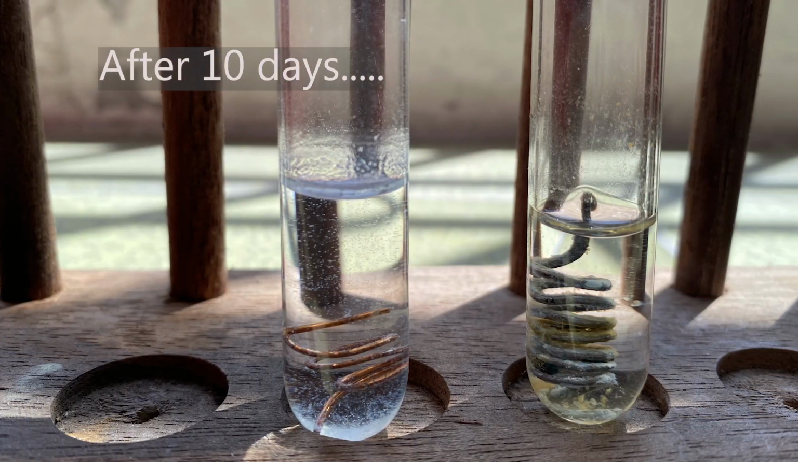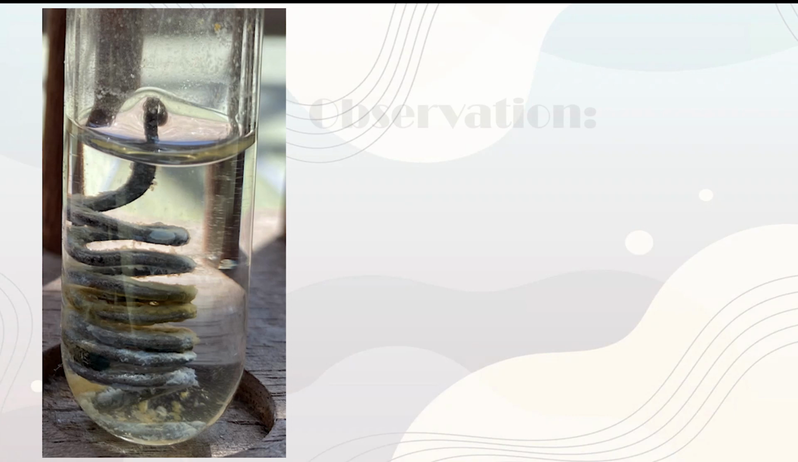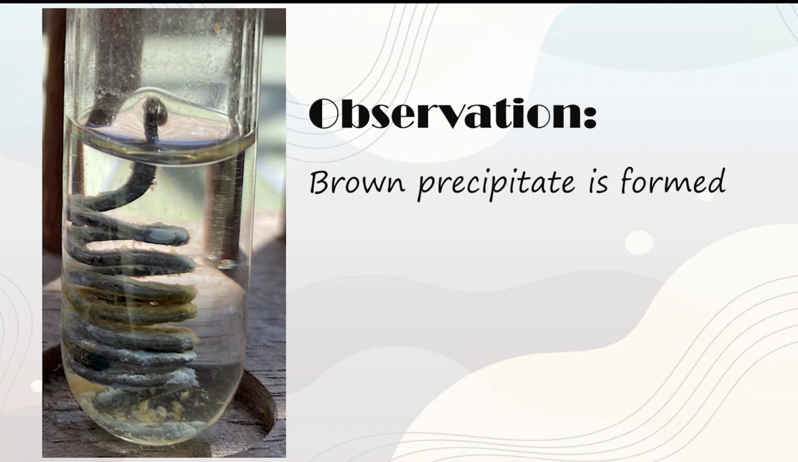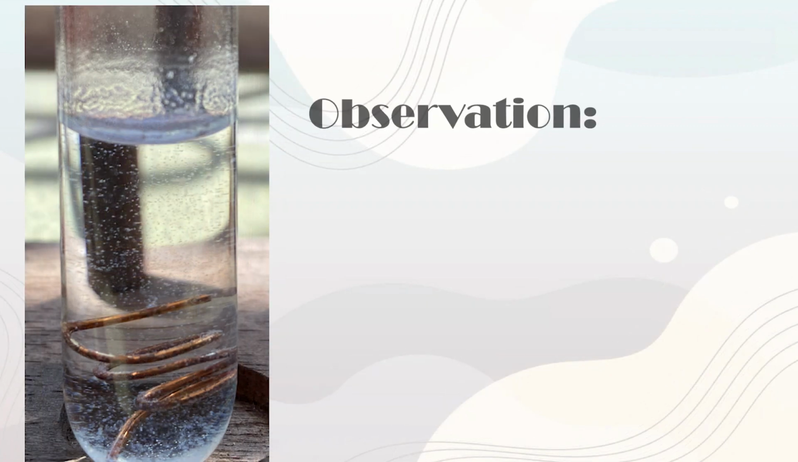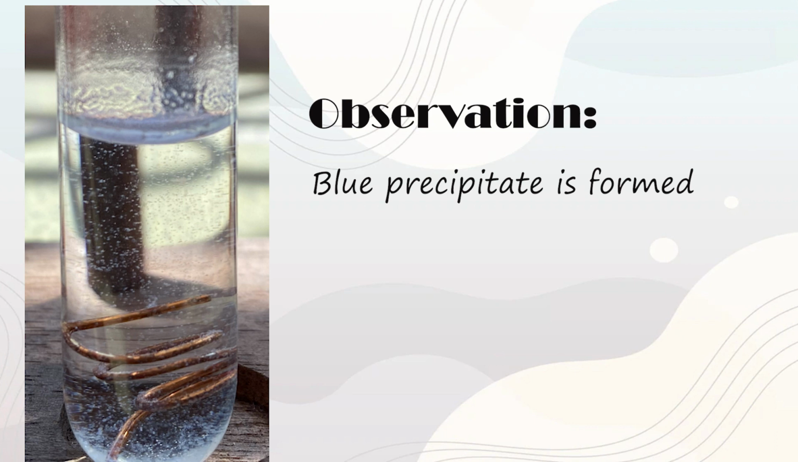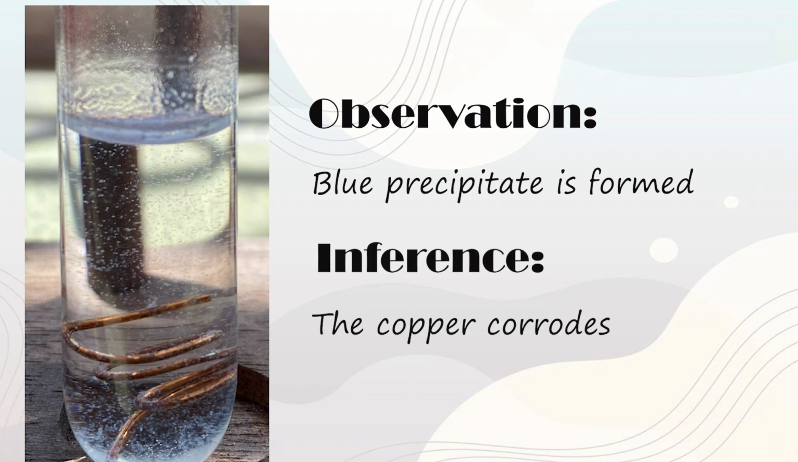This is the result after 10 days. The observation for the test tube containing iron wire is that a brown precipitate is formed. This indicates iron rust. While the observation for the test tube containing copper wire is that a blue precipitate is formed. This shows that the copper corrodes.